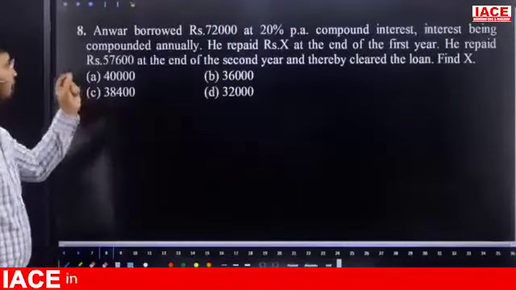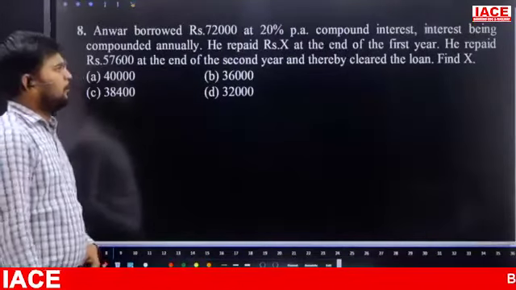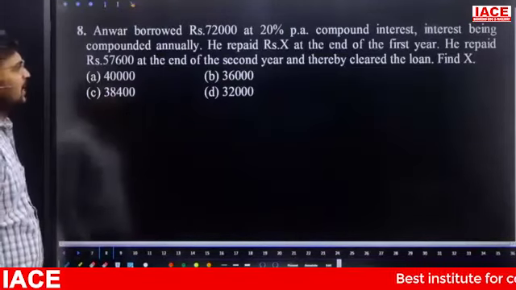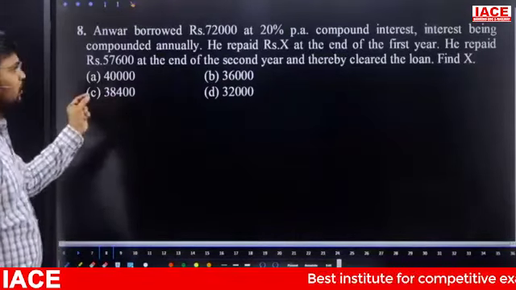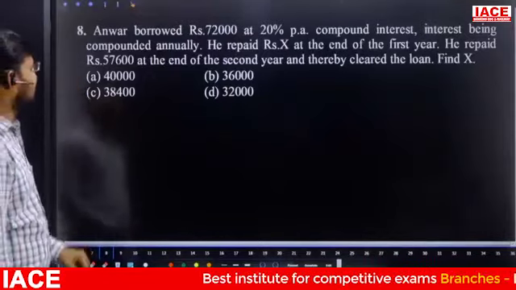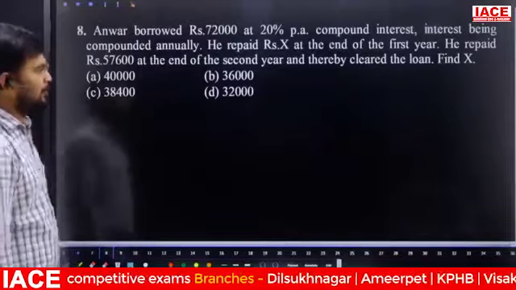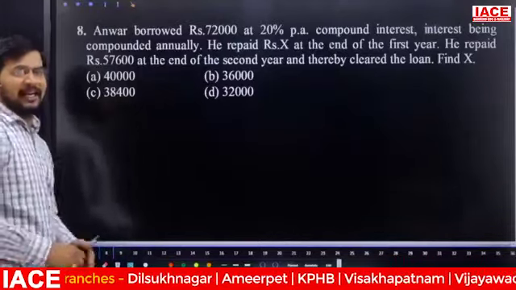So Anwar borrowed 72,000 at 20% compound interest, compounded annually. He repaid X rupees at the end of the first year and 57,600 at the end of the second year, and thereby cleared the loan. Find the value of X, that is, how much he paid at the end of the first year.